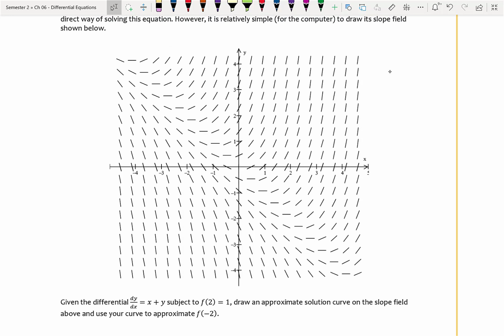So given this, and given that it's subject to f of 2 is 1, I want you to put a point down at 2, 1, and draw an approximate solution curve. 2, 1 is right here. I will draw mine. Yours may be better than mine. This is not like I have more math ability, so somehow mine's going to look better. This is pure sketching, which means I could really be bad at this.